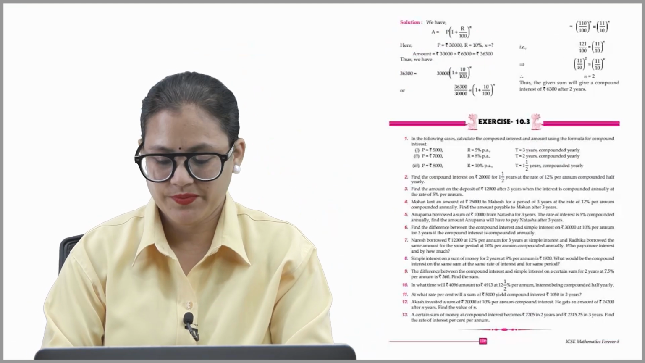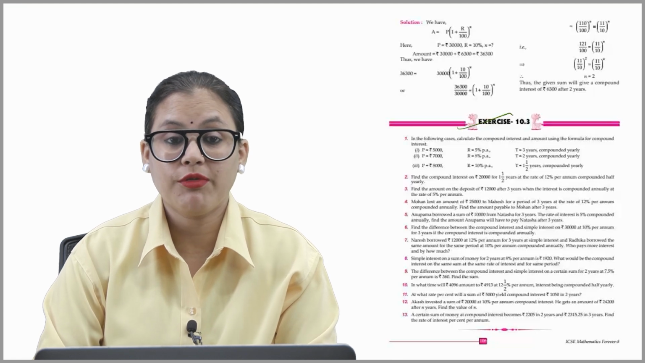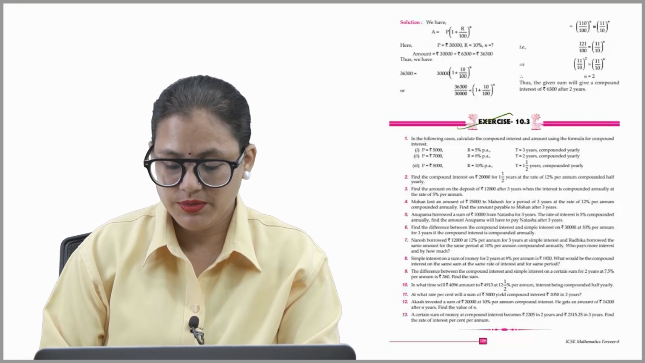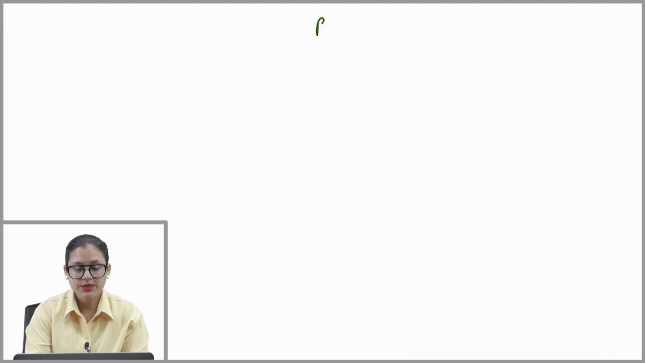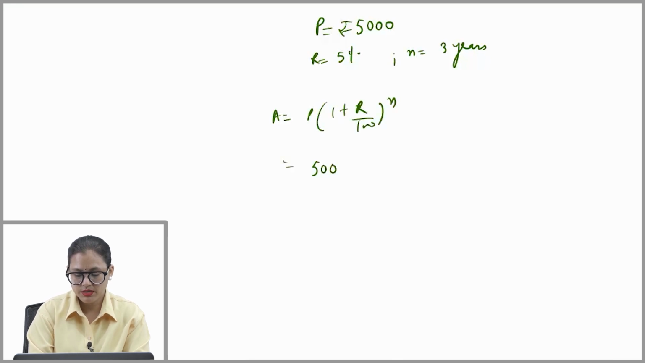Exercise 10.3. In the following cases, calculate the compound interest and amount using the formula for compound interest. Okay. So here the principal is given, which is rupees 5,000. Okay. Rate is 5% and time is 3 years. Okay. Compounded annually. Now let's find out the amount. This is the formula. Principal is 5,000. Rate is 5% and time is 3 years.